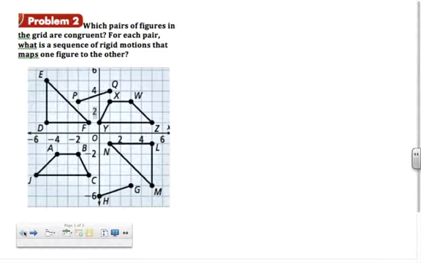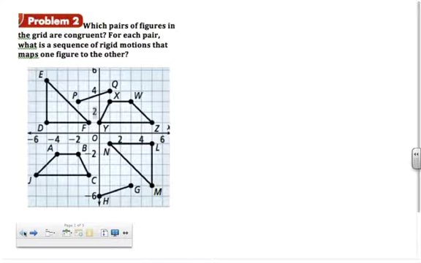So, the problem is asking which pairs of figures in the grid are congruent. First and foremost, remember what that means. That means, for our purposes, that I can take one figure and map it onto the other, meaning I can do a rigid transformation, a translation, a reflection, a rotation, or a combination thereof to get one to the other. That's what it means for two things to be congruent.